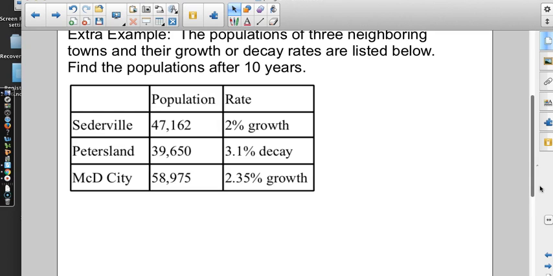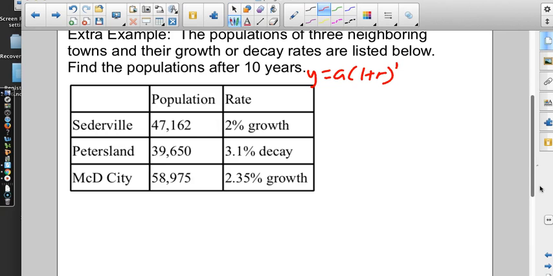Petersland, not so much so. That's happening in cities like Detroit, where they had to close a bunch of the factories that used to make automobiles, so they're losing a lot of their population. But what we want to do is figure out how do we write this stuff. And it's going to depend on whether or not it's growing or if it is decaying, which formula we're going to use. We just have those 2 little formulas to choose from.